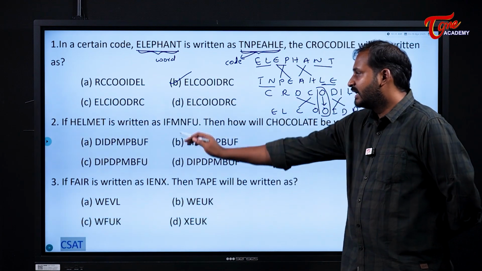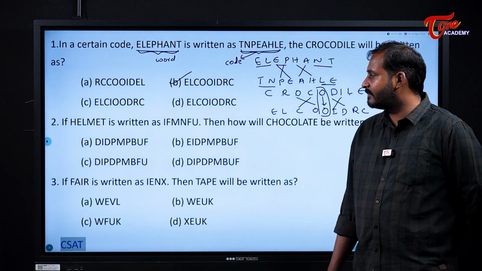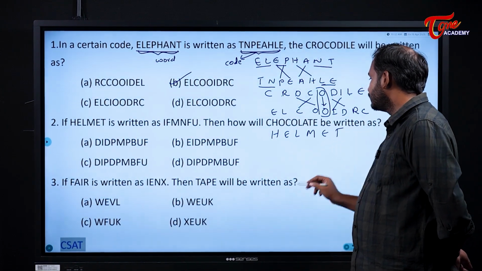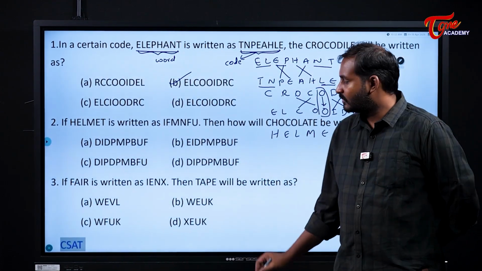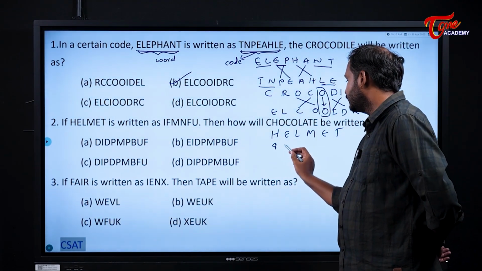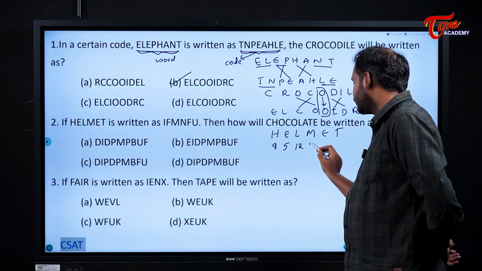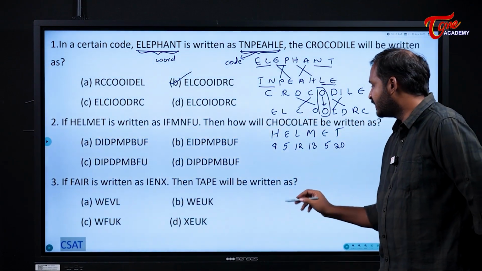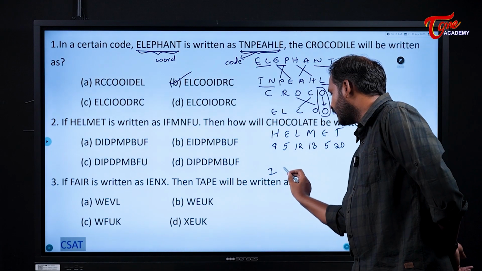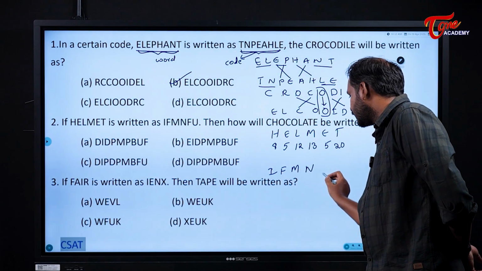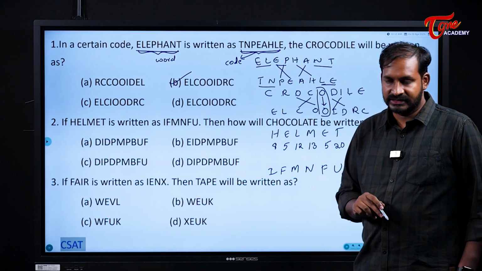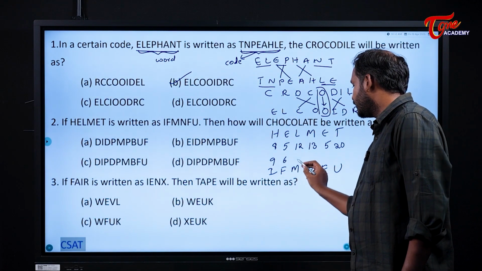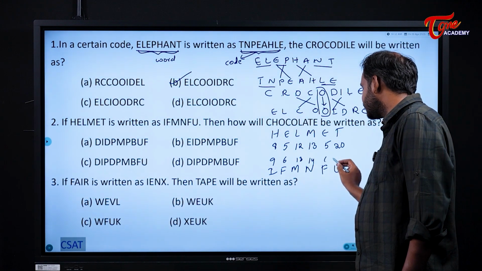Right. Next one. If HELMET is written as IFMMFU, how was HELMET written? It is coded something like this. So write down the place values for HELMET: 8, 5, 12, 13, 5 and 20. T for 20. Next, it is coded something like this: IFMNFU. Now please try to write: I is 9, F is 6, M is 13, N is 14, F is 6, U is 21.